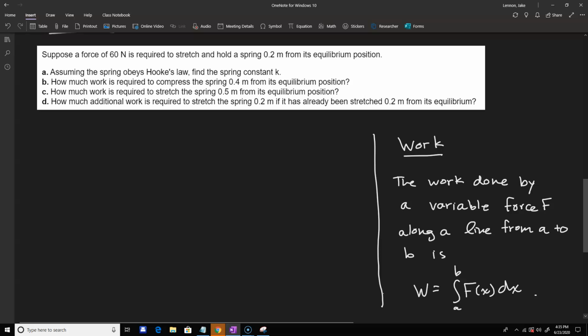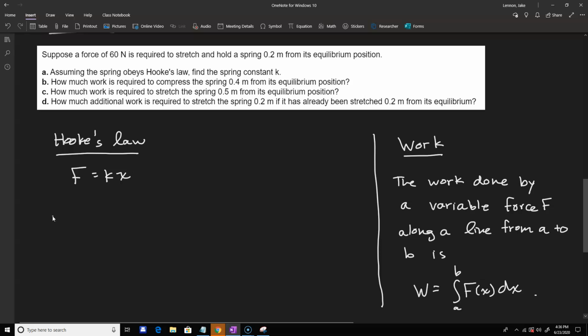So we have a force of 60 newtons required to stretch and hold a spring 0.2 meters from its equilibrium position. So the first question talks about Hooke's law. Basically, Hooke's law just says that springs behave according to direct variation. So if you have some spring, you can always write the force equation as just some constant pertaining to that spring times x. If you have one data point, you can determine what that constant is and use it for future values. So that's what they're telling us here.